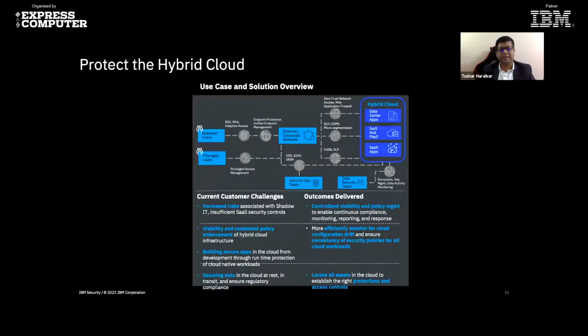And last but not the least, the hybrid cloud, right? How do you protect the hybrid cloud? Now, today, we see more than 90% of the organizations are looking to be hybrid cloud, right? Which means that data is spread across multiple clouds. Now, how do we have a centralized abstraction layer which will enforce my security policies across my hybrid cloud, right? It should be the same across my hybrid cloud. So how do I really achieve that, right?